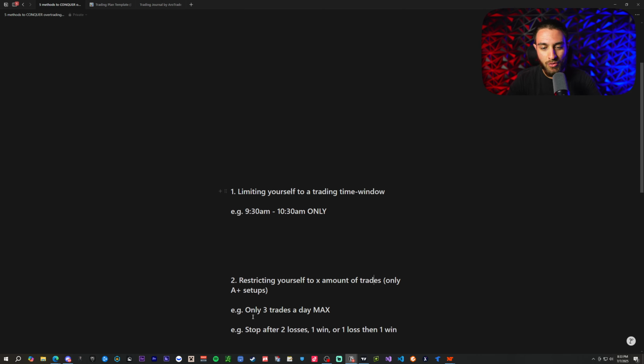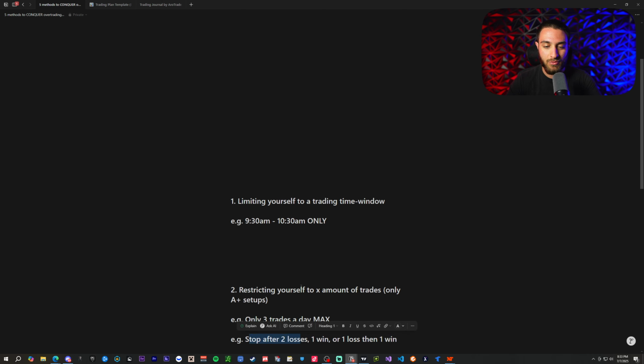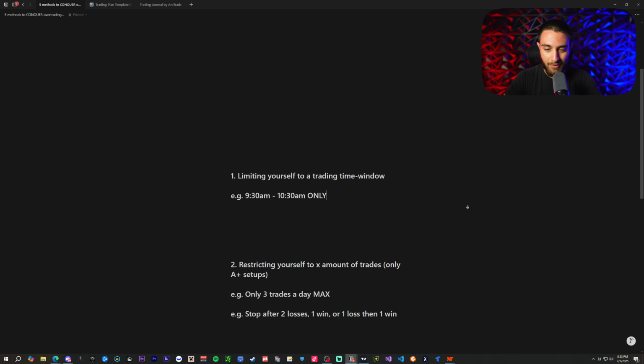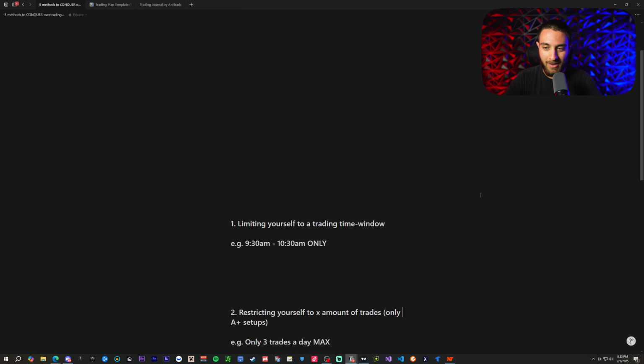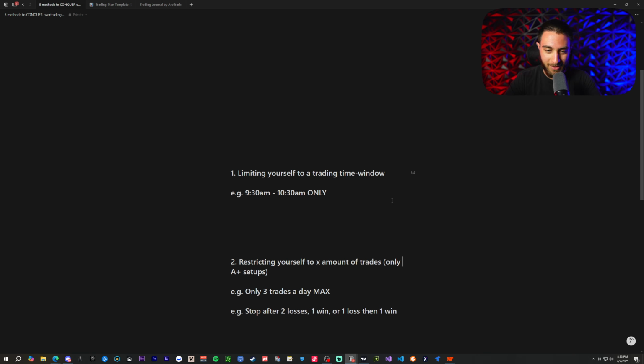So you can also not just limit yourself to 3 trades day max, but you can also limit yourself to, okay, why is it scrolling down? I don't want to show the bottom one. Okay. Now it's just messing around.